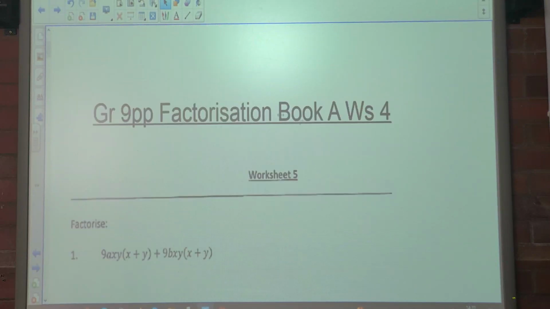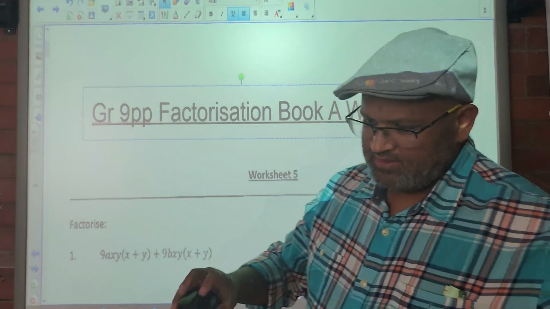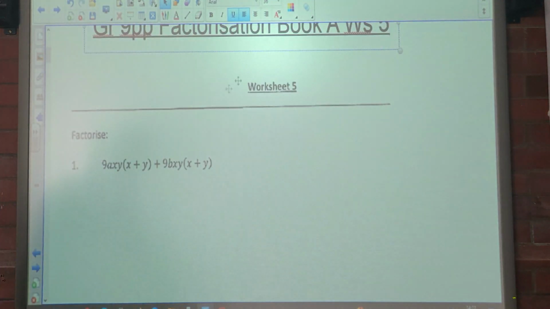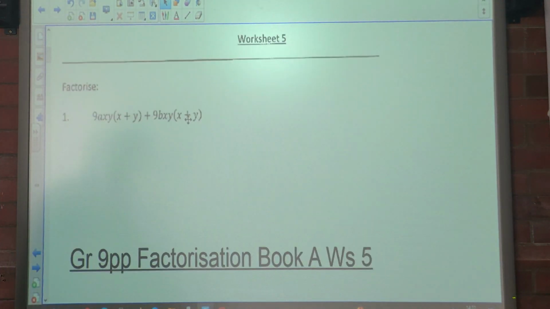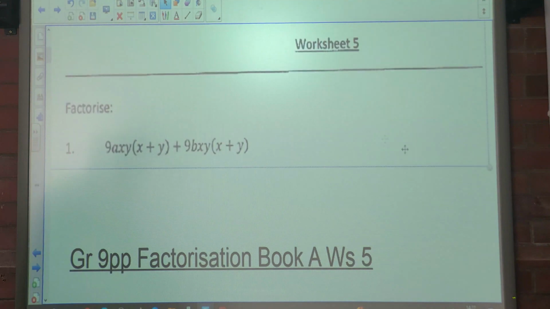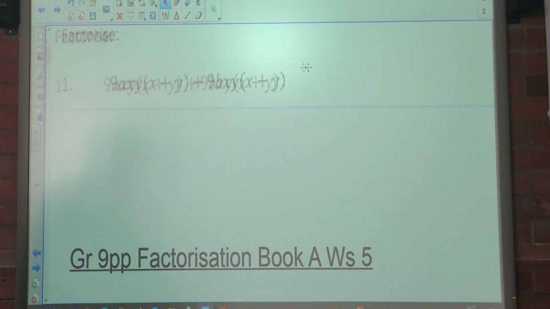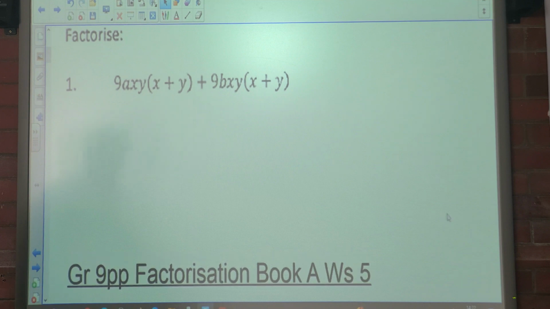Okay, so now we're looking at Book A worksheet 5. Still busy with common factor. And the instruction is to factorize. So here we have 9axy into x plus y plus 9bxy into x plus y. What is common here? X plus y.